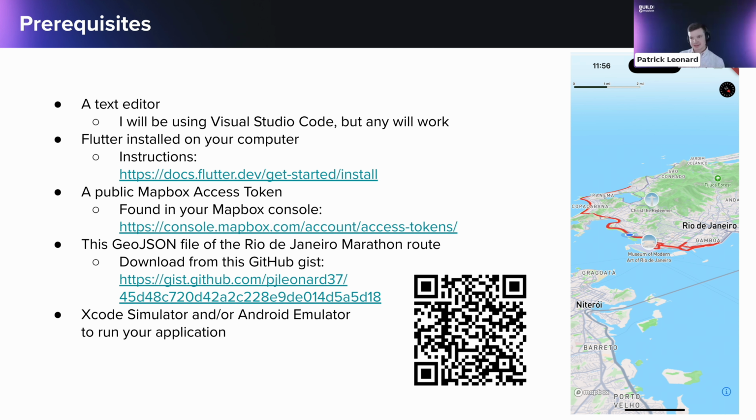Finally, there's one very specific piece needed for this application, and that is a GeoJSON file of the Rio de Janeiro Marathon route. So it's available in this GIST, and then also this QR code if that's easier for you. And I will also just drop it in the chat here, just so that we're ready to go.